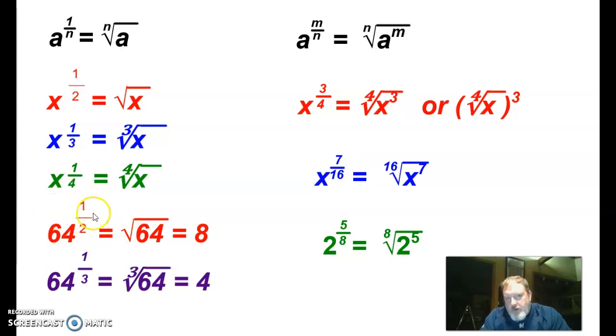So if you see 64 to the 1/2, that really means the square root. You don't have to rewrite it as a square root, but that's what you're doing. Square root of 64 is 8. Cube root of 64 is 4.